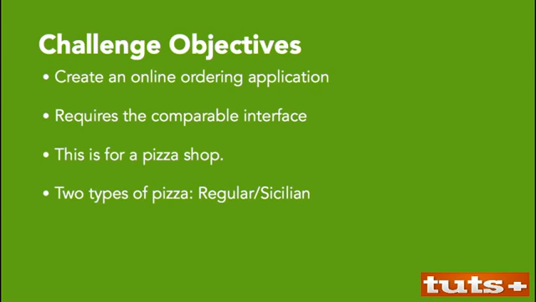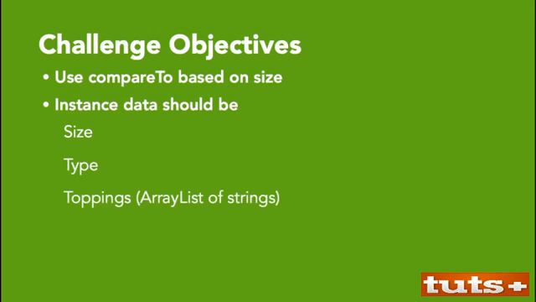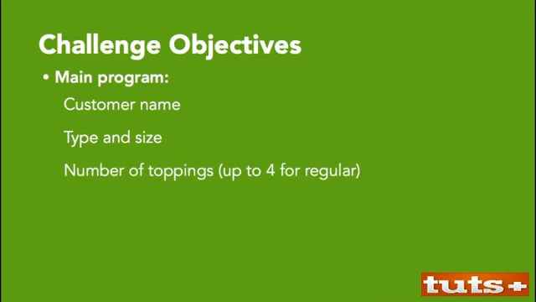So we will have a superclass for Pizza with two subclasses, Regular and Sicilian. The comparison will be used to sort the pizzas based on size: small, medium, large, and extra large. The Pizza class needs to include the size of the pizza, the type of pizza, toppings, which will include an ArrayList of Strings to allow for multiple toppings, and the cost of the pizza. The main program will ask the user for the customer name, the type and size of the pizza they would like to order, the number of toppings. We're going to allow up to 4 toppings for a regular pizza, but only 2 for Sicilian.